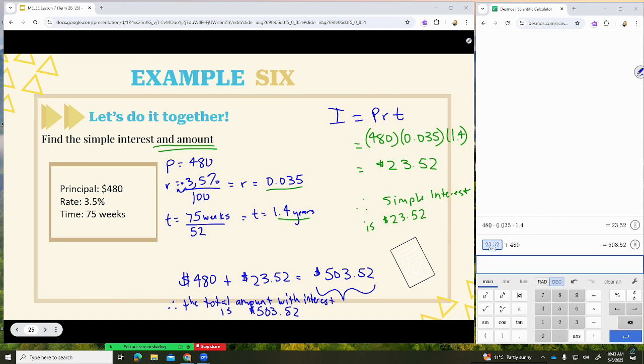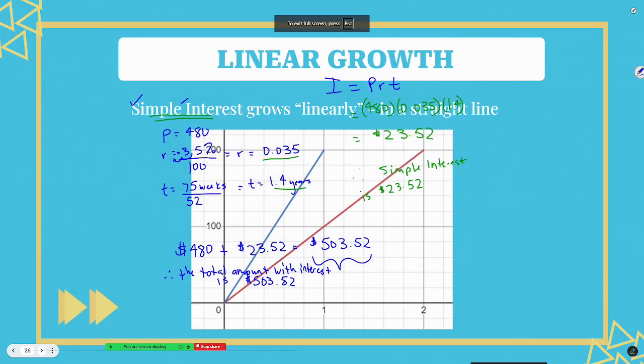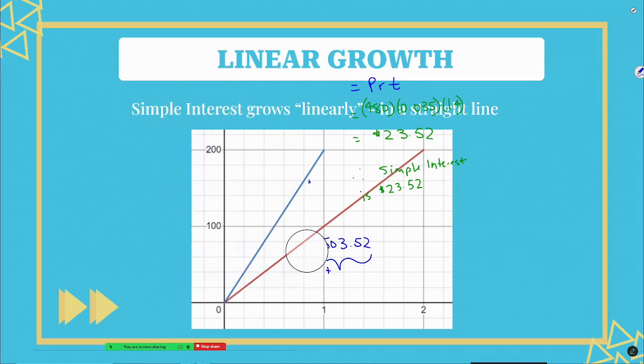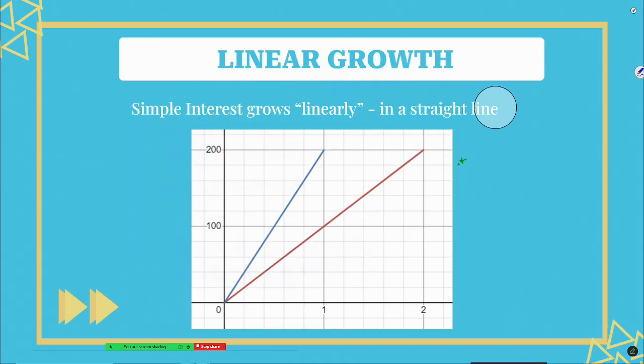So now we have found interest and the amount. We have found the whole question that it was asking. When we think simple interest, we think of linear growth. Linear growth is when it grows in a straight line. It's sitting there, it's just consistently getting an amount over time.